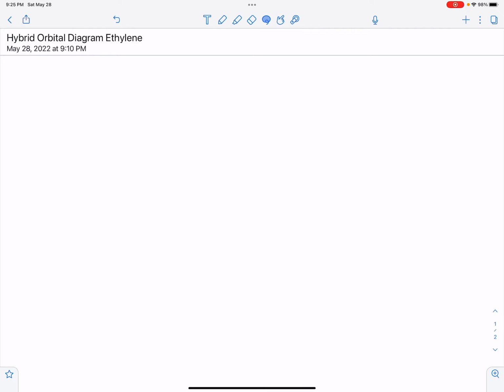Okay, I'd like to draw a hybrid orbital diagram in this video, and we're going to start off with a fairly simple example to drill the foundations of these diagrams, as they can be a little bit tricky for some students. So we're going to start off with a molecule called ethylene.